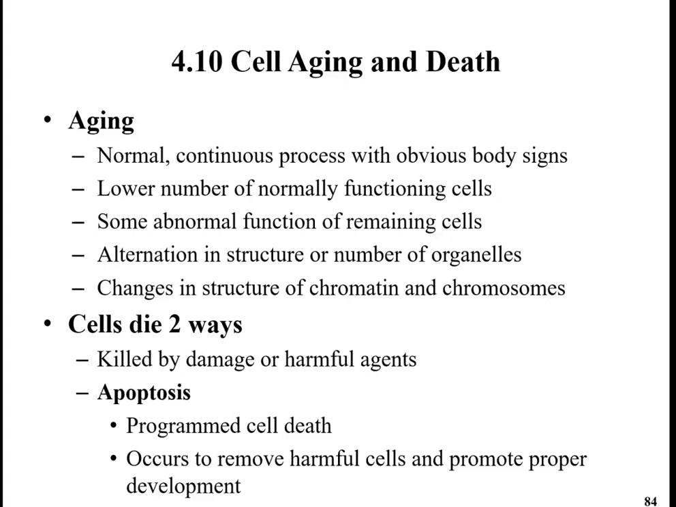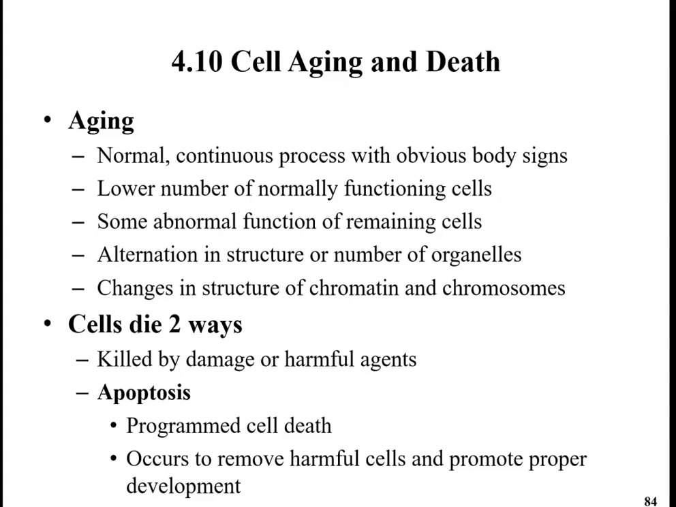Okay, so a little bit about cell aging and cell death. So aging is a normal continuous process with obvious body signs. When you become older, you have a lower number of normally functioning cells, and you have some abnormal function of the remaining cells. You can have alteration in structure or number of organelles, so you can have fewer organelles than normal, or the structure of the organelles can be abnormal, and so they don't work as efficiently. You also get changes in the structure of chromatin and chromosomes as you age.